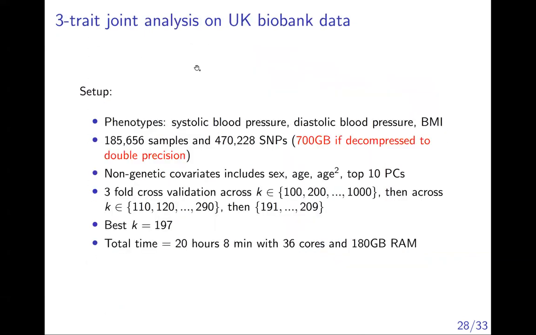So now we move on to the real data analysis, and this data is exactly the same as the data featured in our first IHT project. Here the phenotypes are systolic blood pressure, diastolic blood pressure, and BMI. There are about 200,000 samples and 500,000 SNPs, and this data would be 700 gigabytes if you decompress it to a numeric matrix. So you really can't do this naively.